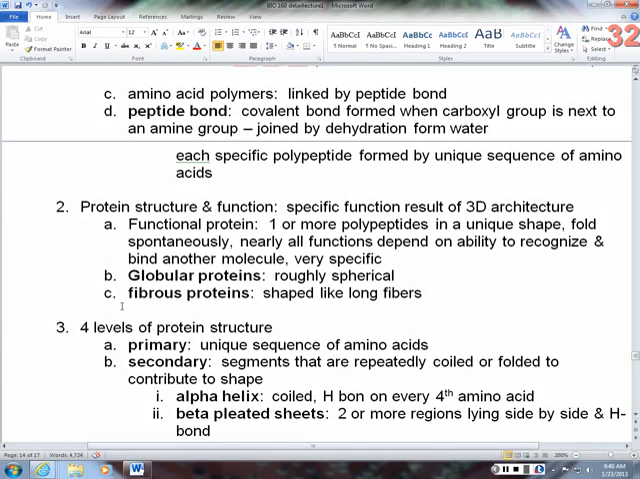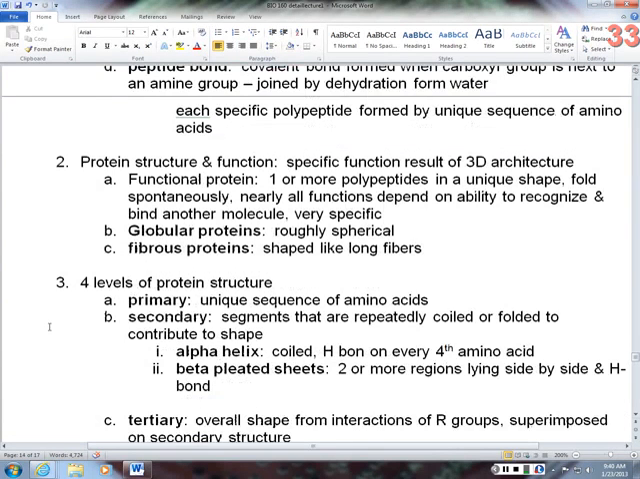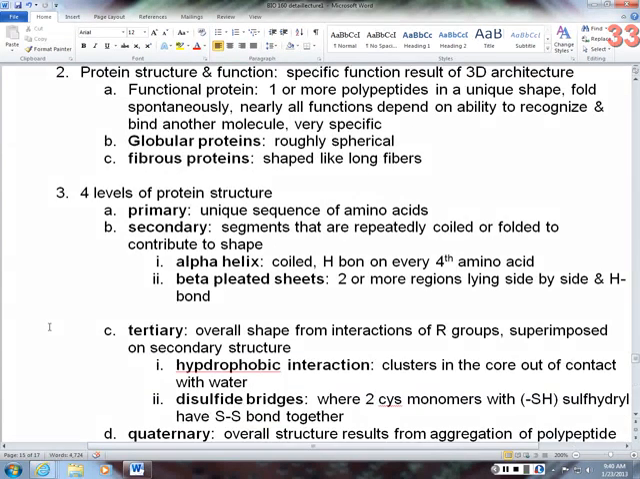So proteins are usually going to be either globular or fibrous. The globular ones are roughly spherical in shape. They literally are like a glob. And then the fibrous ones are going to be more long fibers. Your proteins have 4 levels of structure. The primary structure is the unique sequence of the amino acids. If you change that, you change everything else about it.